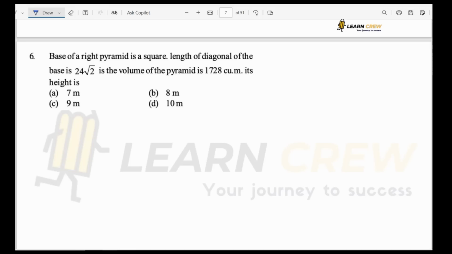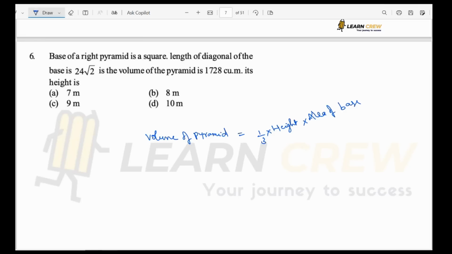Sixth question. The base of a pyramid is a square. The length of the diagonal of the base is 24 root 2. So what is the volume? Volume of pyramid. What is the formula? One third of the area of base into height is the volume of the pyramid.